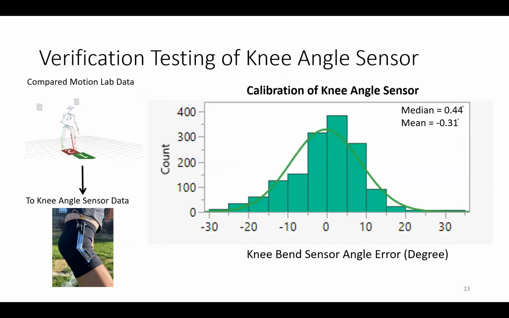The next test that we did was a verification test, which we ran in the Methodist motion lab, where we compared the motion lab data to the data that we got from the knee angle sensor. As you can see here, the mean of this data is negative 0.31 degrees. So this shows that the knee bend sensor doesn't have a lot of error and can be easily calibrated.